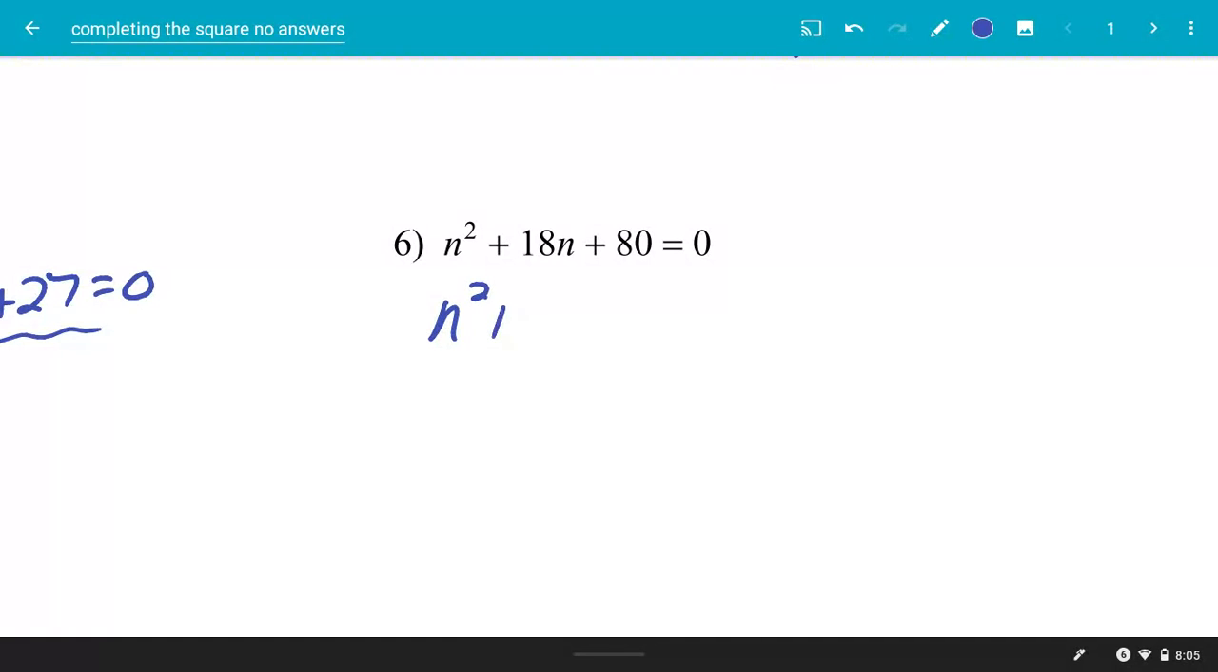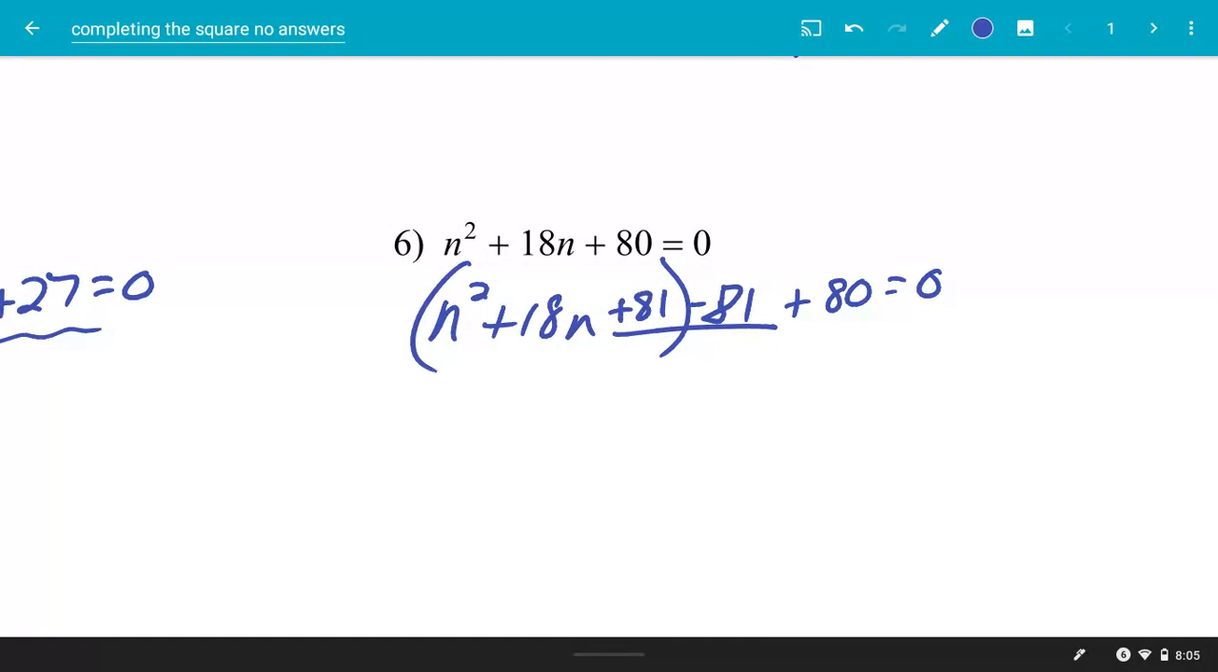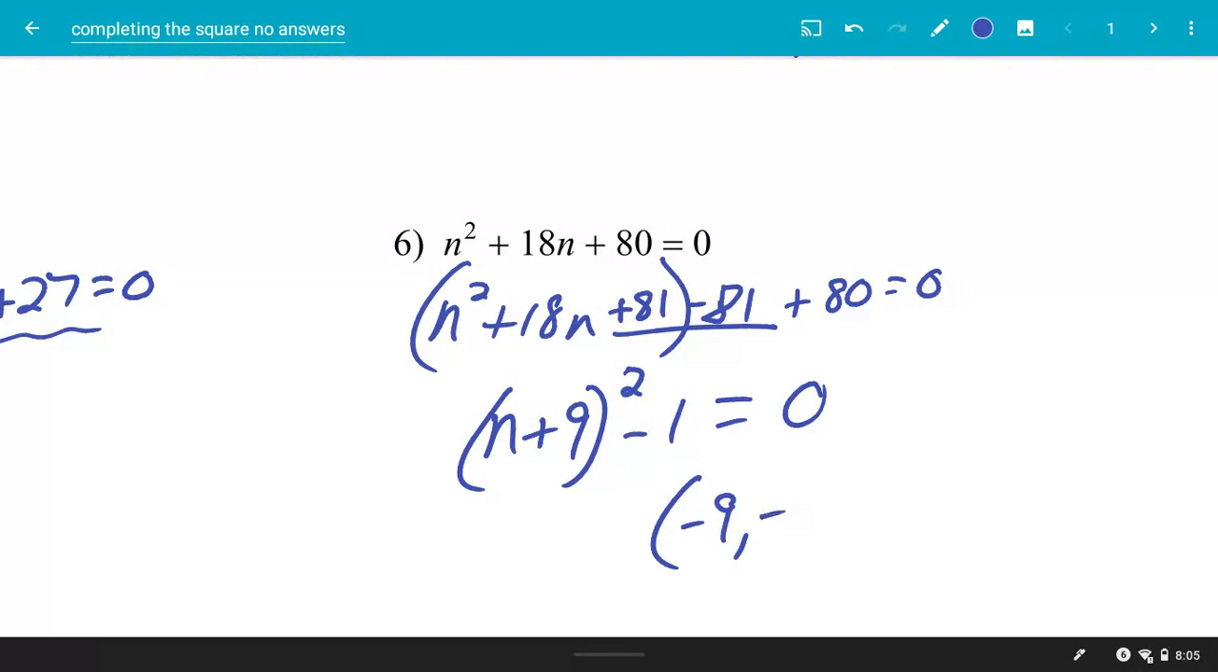n squared plus 18n, space, plus 80 equals 0. 18 divided by 2 is 9. 9 squared is 81. So plus 81 minus 81. That's a perfect square trinomial. n plus 9, quantity squared, minus 1. Vertex -9, -1.